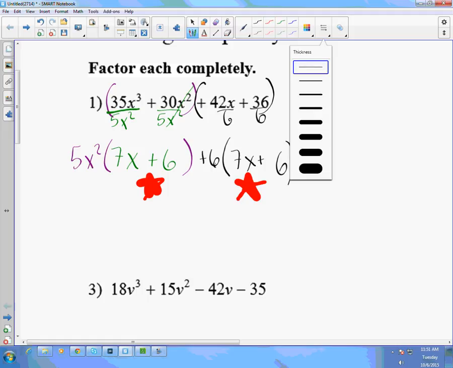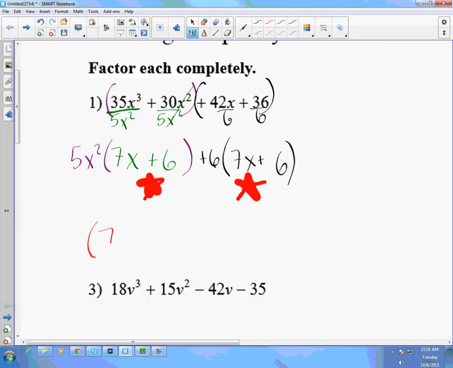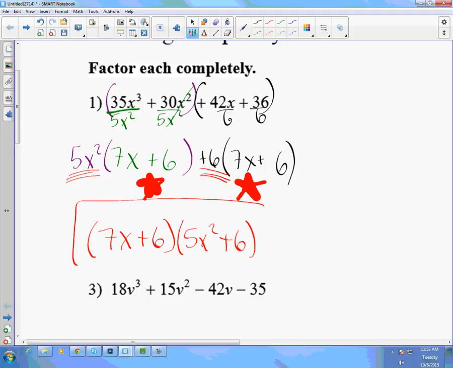I like that. Okay? That thing is something they have in common. What they have in common is the match. 7x plus 6. If I take off 7x plus 6, what does it leave behind? 5x squared. If I take off 7x plus 6, what does it leave behind? 6, positive 6. So there is your factoring form.